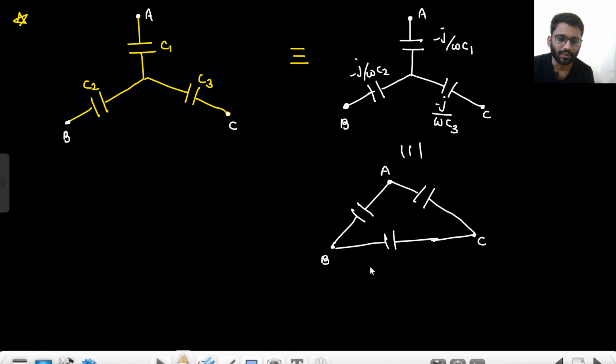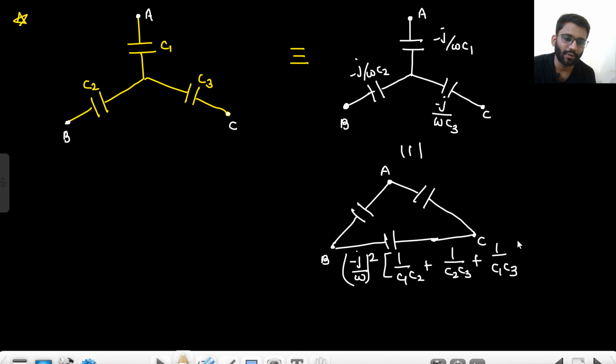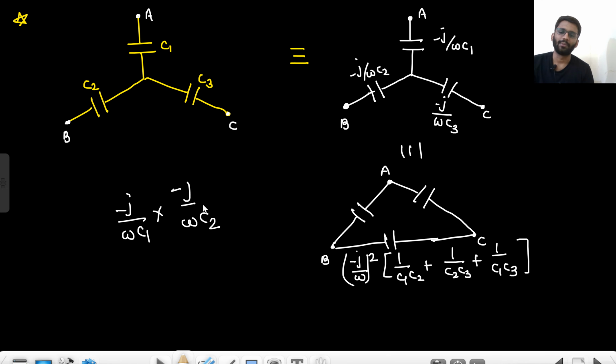Okay, so for this one, first the multiplication of all the capacitances. So minus j by omega squared will come out, right? And 1 upon C1 C2 plus 1 upon C2 C3 plus 1 upon C1 C3. Are you able to understand this? What we would have written: minus j by omega C1 into minus j by omega C2. So minus j by omega squared would come out and 1 upon C1 C2 would have left. So this is what I have written here, right, for all the terms.